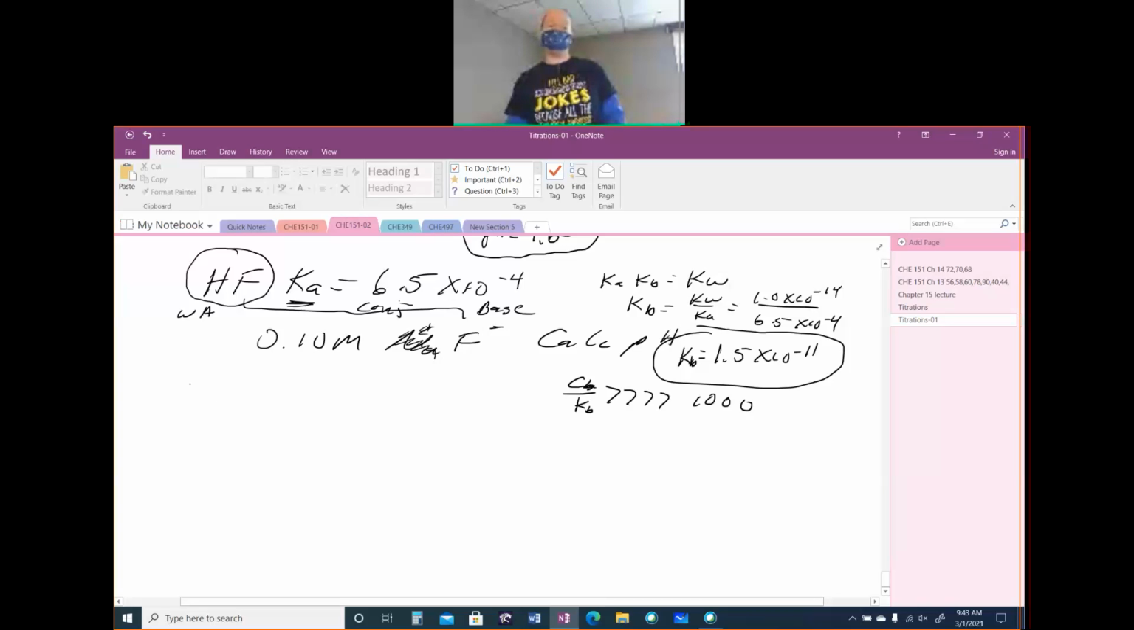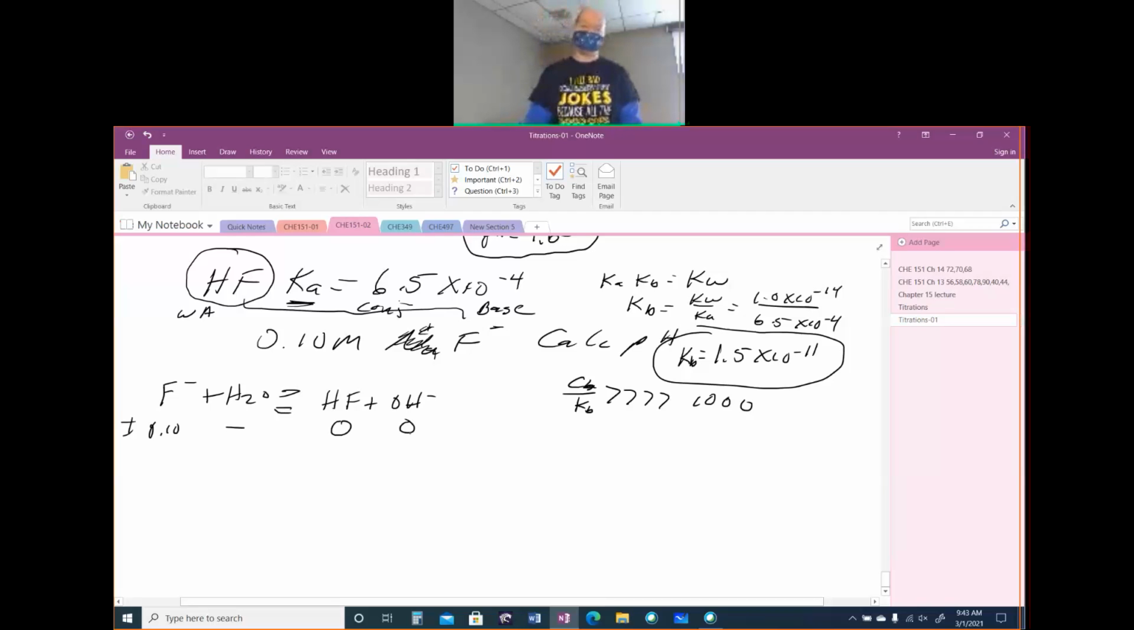Again, we have our 3 reactions. This one is the weak base. So F minus, or if you prefer A minus, plus H2O goes to HF and OH minus. So initial, 0.1. Water's a liquid, it doesn't matter, 0 and 0. Both things on the right are 0, so the reaction has to go to the right. So minus X, and at equilibrium, we have 0.10 minus X, X and X.